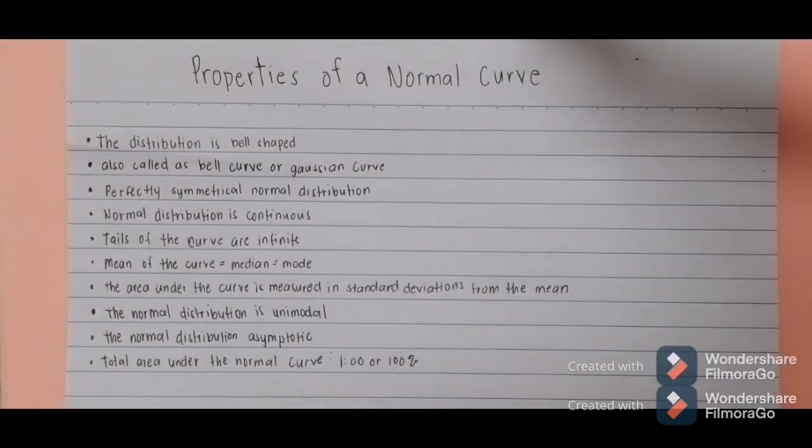The area under the curve is measured in standard deviations from the mean. The normal distribution is unimodal and the normal distribution is asymptotic. The total area under the normal curve is 1 ratio or 100%.